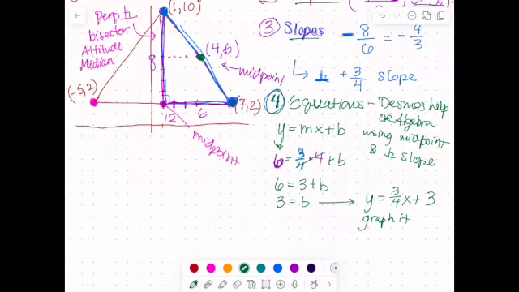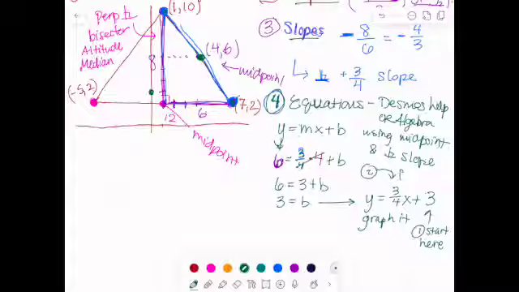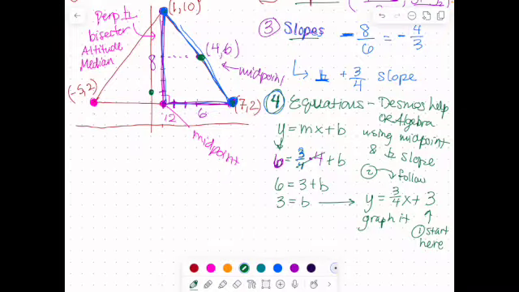So on this graph, here's the 3. Right? That's where we start the graph. Remember, we start step 1, start here. And step 2, we're going to follow the slope. So if I started right here on the graph, then my slope is 3/4. So I go up 3 and right 4.